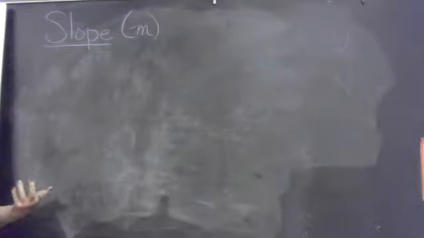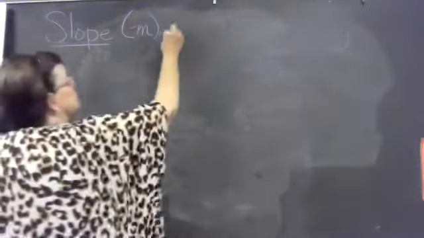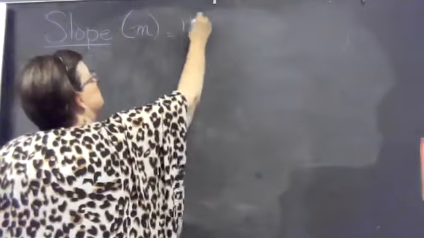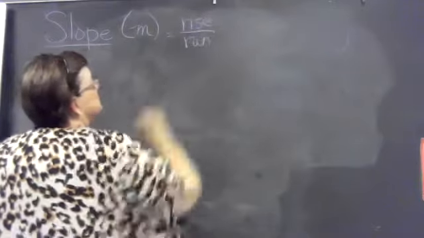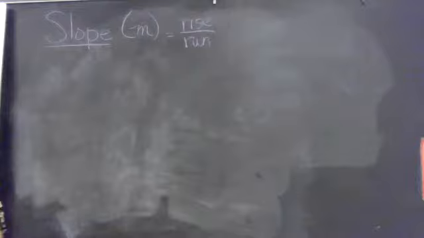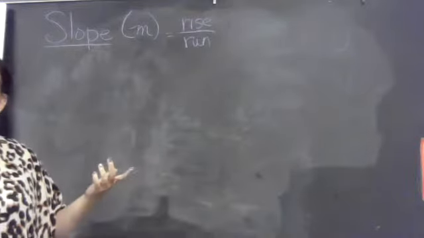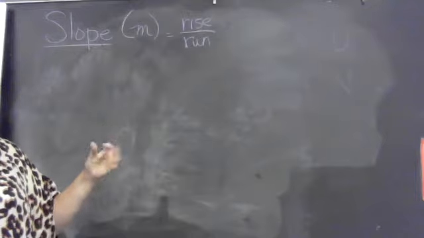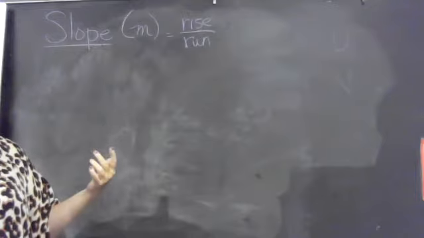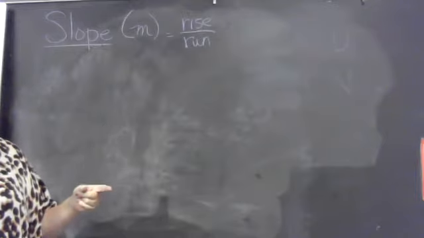Okay, yesterday we found slope on a graph by counting the rise over the run. And we counted that on a Cartesian graph. Now, if you don't know how to count rise over run, go back to yesterday's video. We're going to move on today.